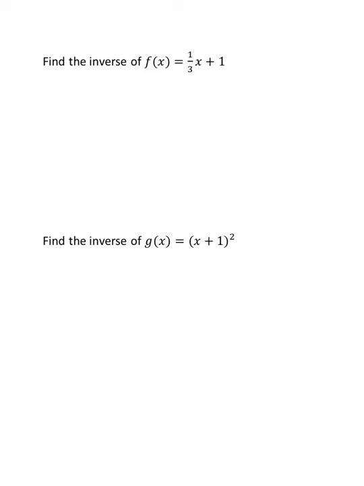To find the inverse of f of x equals 1/3 x plus 1, the first step was to rewrite it in y notation. Now we want to swap the positions of x and y in our equation. In order to isolate y, we're going to start by subtracting 1 from both sides.